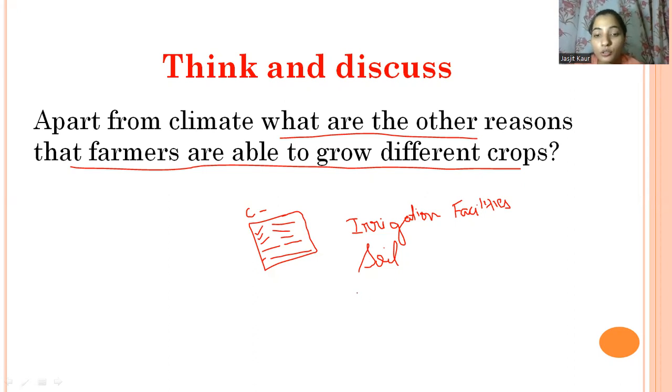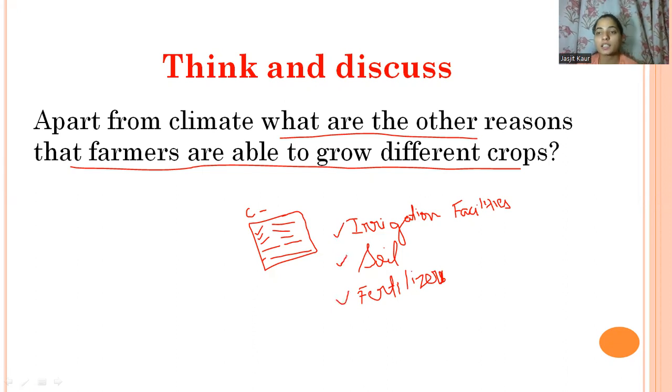Yes, very good. So fertilizers are also important. If we use good fertilizers, then we will be able to grow different crops on one particular land. There are many reasons apart from this. You can also mention them in the comment section and I will be reading them simultaneously.